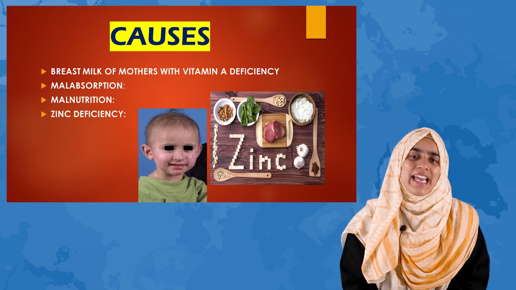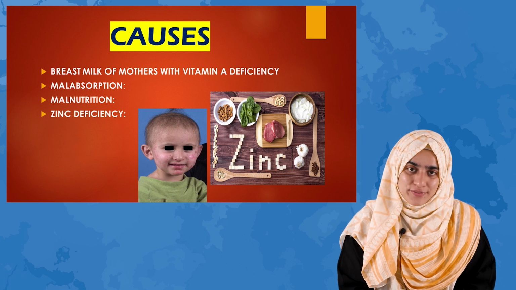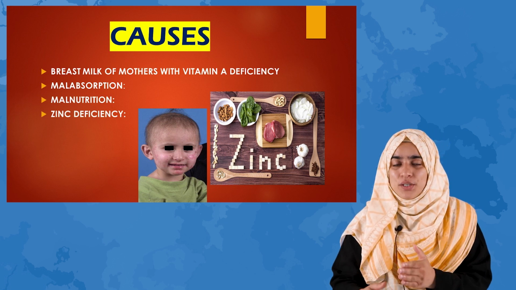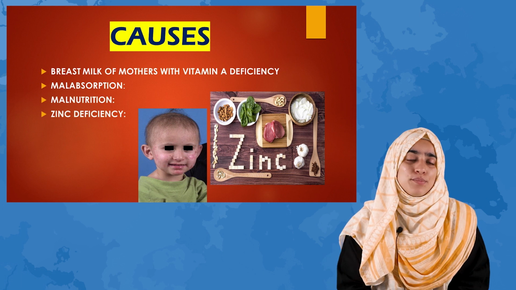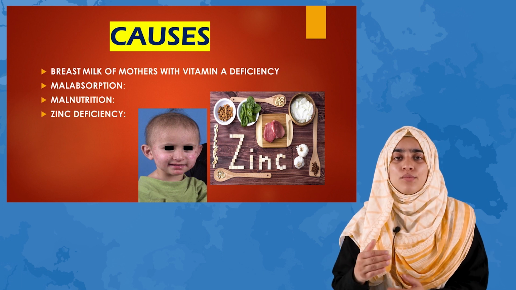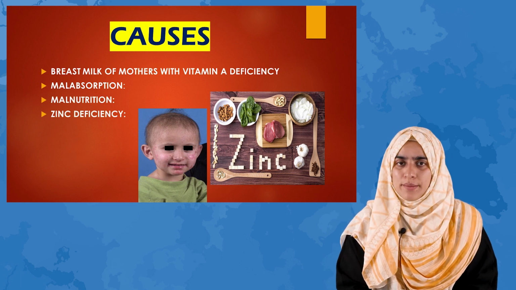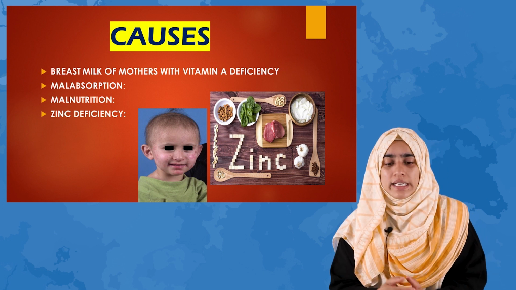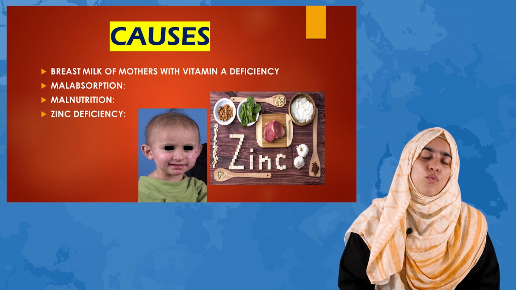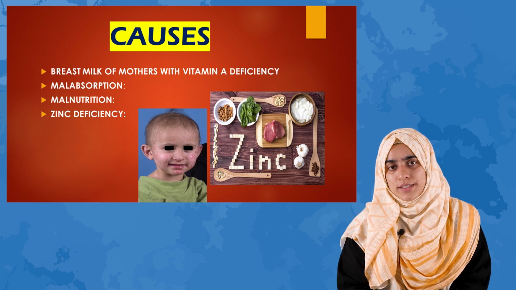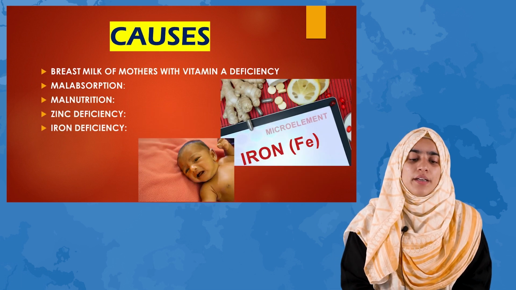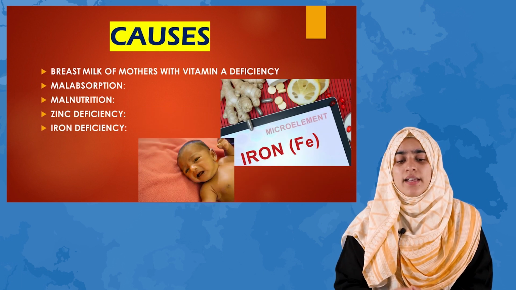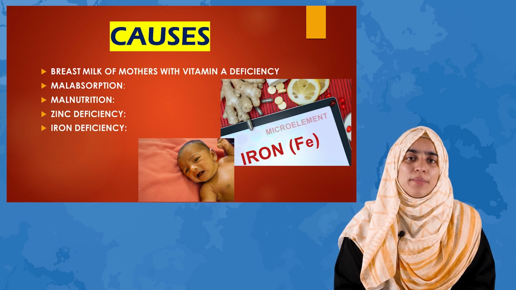The next cause can be zinc deficiency, as it impairs the absorption, metabolism and transport of vitamin A, because zinc is very essential for the synthesis of vitamin transport proteins. And the next cause can be iron deficiency, as it can also affect vitamin A uptake.